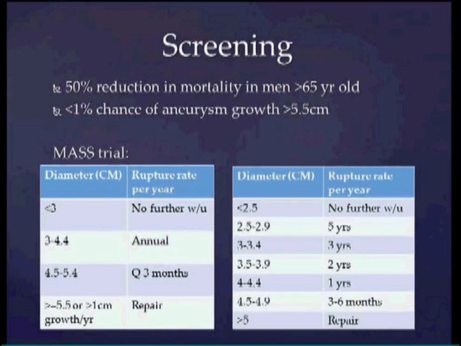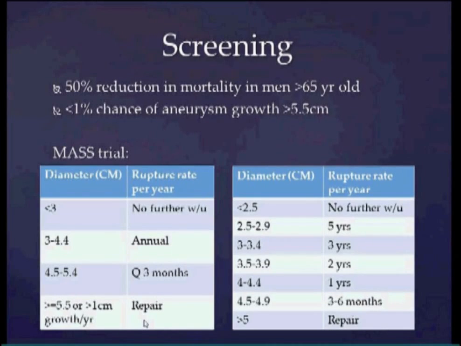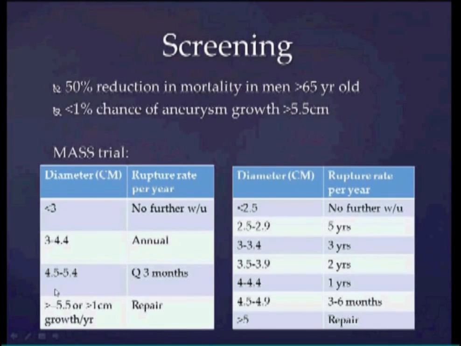So again, these tables are basically showing the results of 2 different studies for the value of screening. And what I'm trying to show, you can take a look at the left-hand table. It's basically pretty simple, and it's very important to be able to share this with patients. If the diameter is less than 3 centimeters, no further follow-up is needed. If between 3 and 4.4 centimeters, annual screening should be done. And then if it is between 4.5 and 5.4 centimeters, every 3 months.